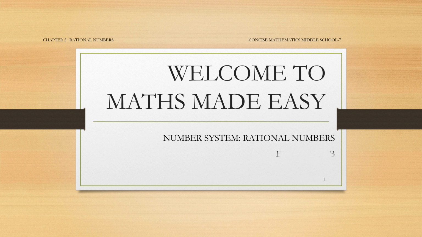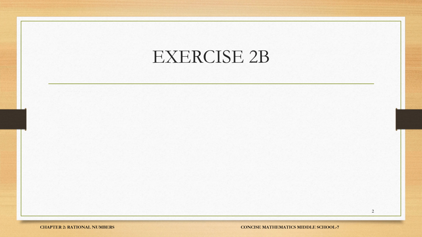Let's continue with rational numbers, exercise 2B, part 2. Here is the second question, compare. What is the meaning of compare? Compare means we need to compare these two rational numbers and find which is greater or which is lesser, right? So that means comparison between these two. We need to tell which is greater and which one is not greater, that is, which one is less.